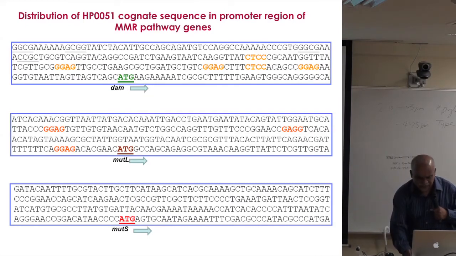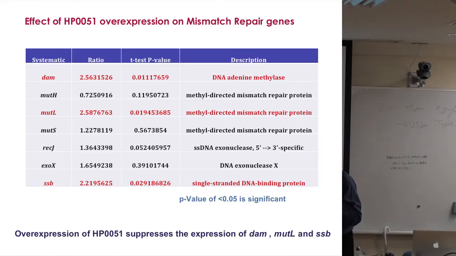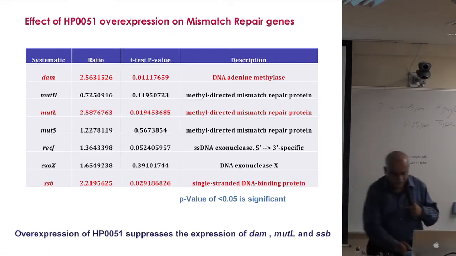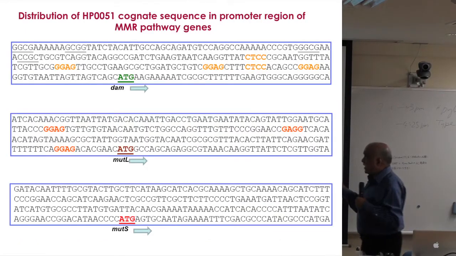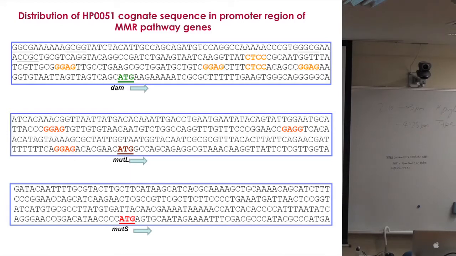Now, the first thing that we studied here was Dam. Dam is an important component of mismatch repair. The Dam promoter in E. coli has a number of sites upstream, the CTCC, which actually is a target for this methylase. So one quick analysis was that when you overexpress this methylase, it was methylating these promoter sequences and Dam levels were affected. Maybe similarly for MutL, of whichever genes were affected, there must have been these CTCC sites upstream where gene regulation was affected. In Dam you have it, in MutL you have it, but in MutS, which is not affected, there are no CTCC sites at all. So it was very clear that this was happening.